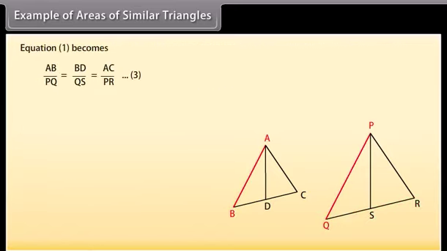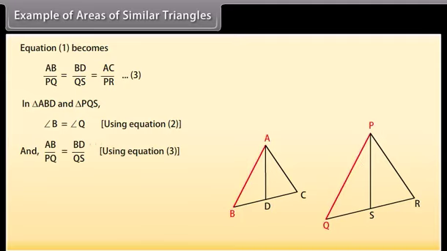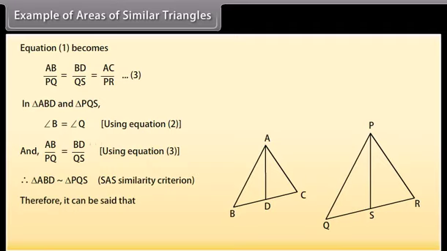Equation 1 becomes AB upon PQ equals BD upon QS, which is equal to AC upon PR, which is equation 3. In triangle ABD and triangle PQS, by using equation 2, angle B is equal to angle Q, and by using equation 3, AB upon PQ equals BD upon QS. Therefore, triangle ABD is similar to triangle PQS, SAS similarity criterion. Therefore, it can be said that AB upon PQ equals BD upon QS equals AD upon PS.